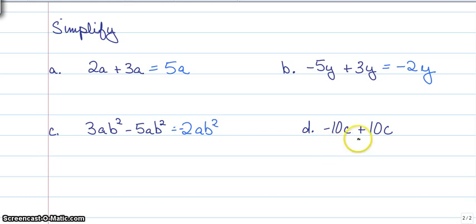Negative 10c plus 10c. Well, opposite signs. Negative 10 plus 10, oh, that's 0. If I have 10 things and I take 10 things away, I have nothing. Or if I owe you $10 and you pay me $10, then you owe me nothing.